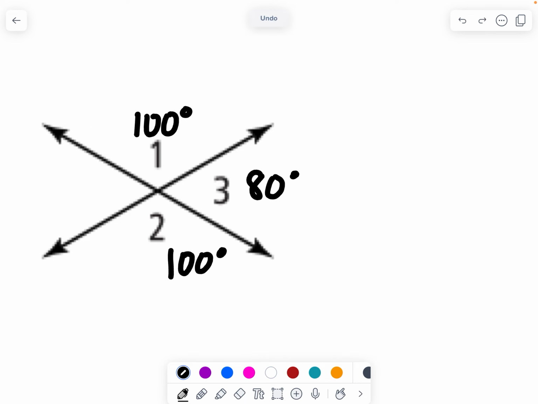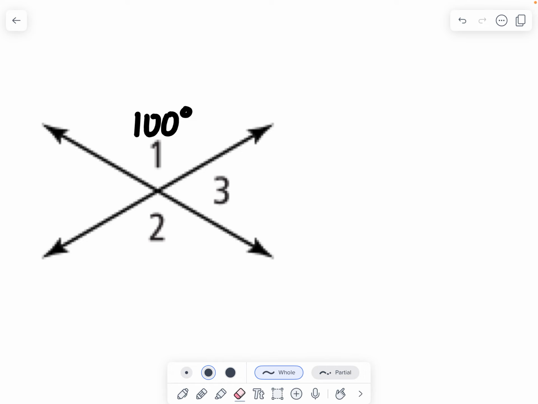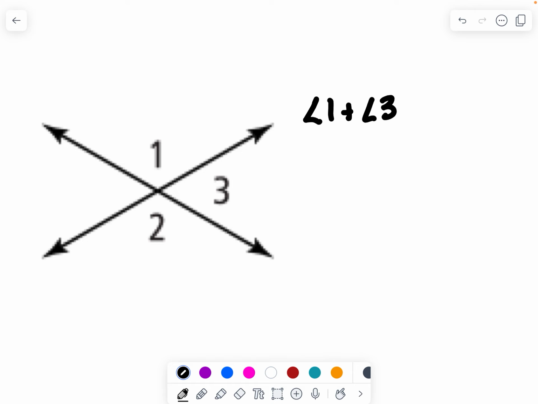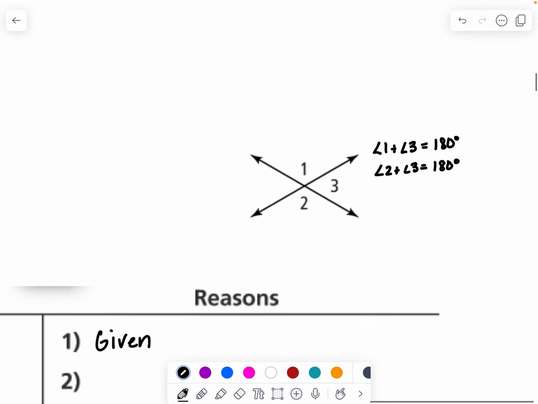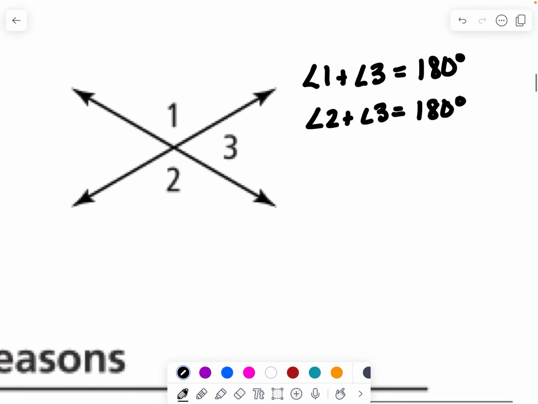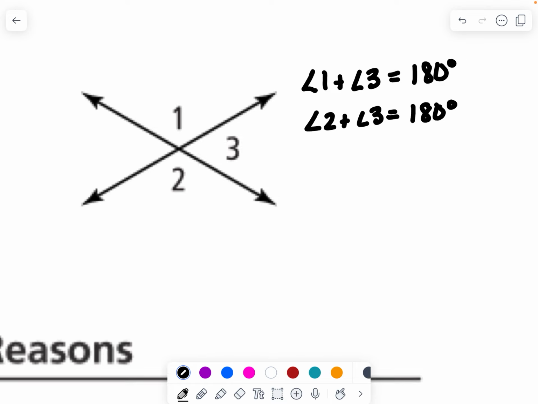Okay, so I've proven it with numbers. Can I prove that without numbers? I'm going to do the same thing. I'm going to say, what if angle 1 plus angle 3 equals 180 degrees? And angle 2 plus angle 3 must equal 180 degrees. That's where I'm headed. I have to think through this and know where I'm headed.